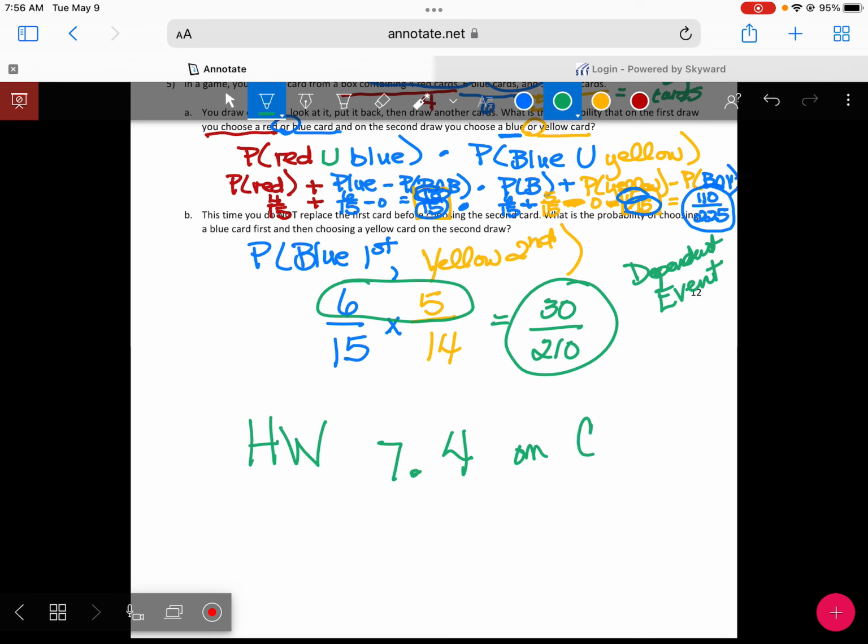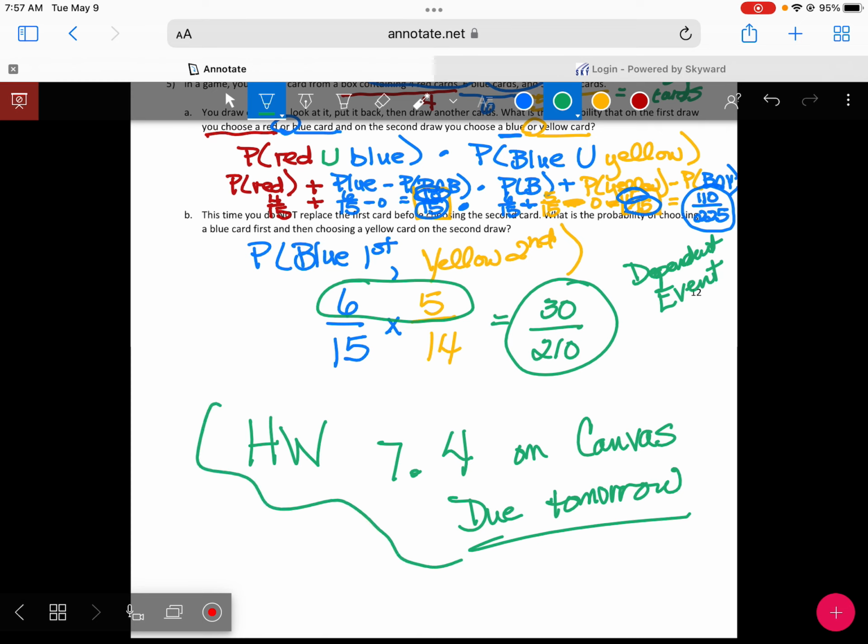Remember, this is on Canvas. You have 5 different attempts, 5 chances to get the highest score. Okay? I would like this to be due tomorrow. I think that will serve you the best. Tomorrow we will start reviewing. I will have a review packet, I believe, and we'll review that way. We'll review also on Thursday, and then the probability test is on Friday.